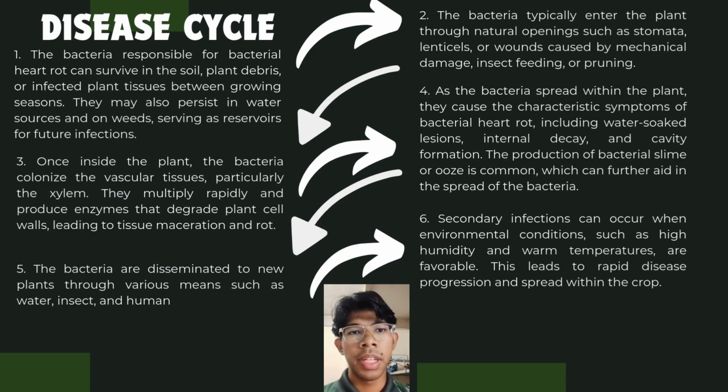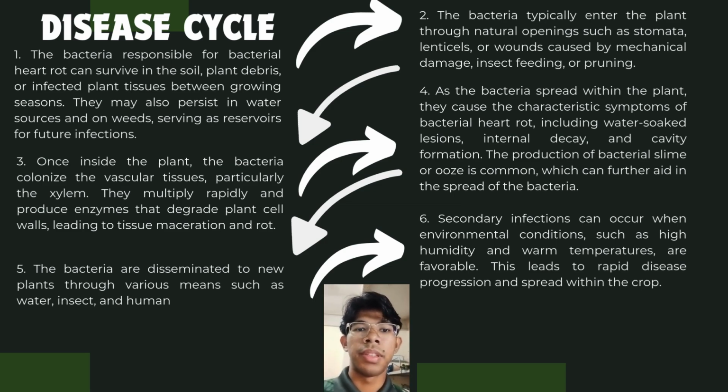Next, once inside the plant, the bacteria colonize the vascular tissue, particularly the xylem. They multiply rapidly and produce enzymes that degrade the plant cell walls, leading to tissue maceration and rot. Next, as the bacteria spread within the plant, they cause the characteristic symptoms of bacterial heart rot, including water-soaked lesions, internal decay, and cavity formation. The production of bacterial slime or ooze is common, which can further aid the spread of the bacteria.